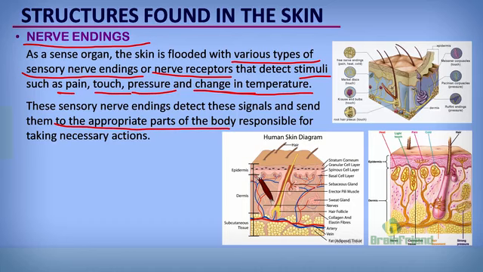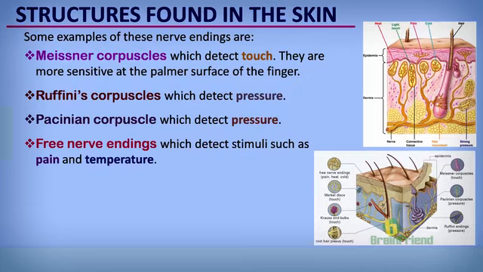They usually send these signals to the brain, and the brain finds a way to respond to these signals or to these stimuli. There are different types of nerve endings present in the skin. We have the Meissner corpuscle. This group of nerve endings detect sensations such as touch from the skin.